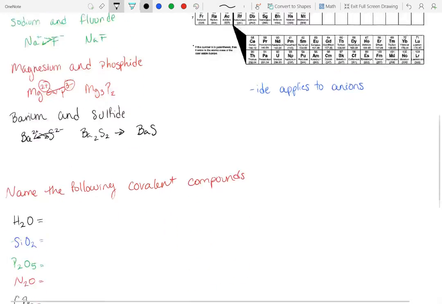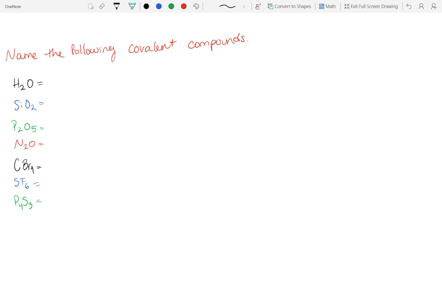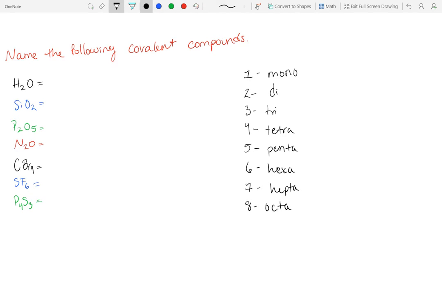All right. So let's go ahead and move on to the molecular compounds, covalent compounds. Name the following covalent compounds. All right. Now here's something that you really need to take note of. When you have one, it's going to be mono. Two, it's di. Three, it's tri. Four, it's tetra. Five is penta. Six, hexa. Seven, hepta. Eight, octa. Nine, nona. And 10, deca.